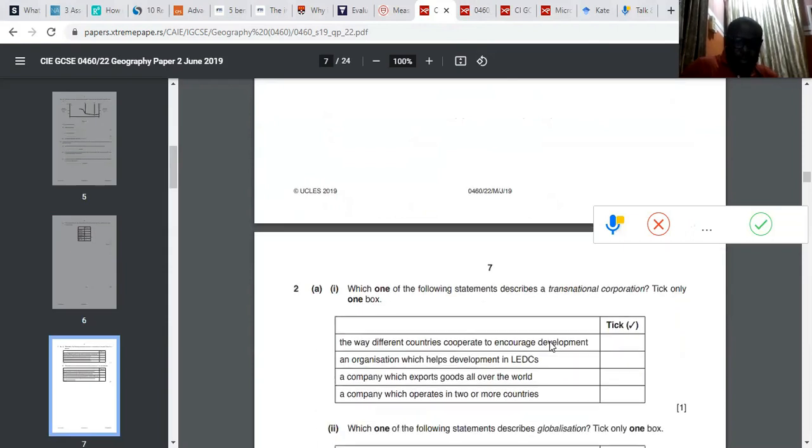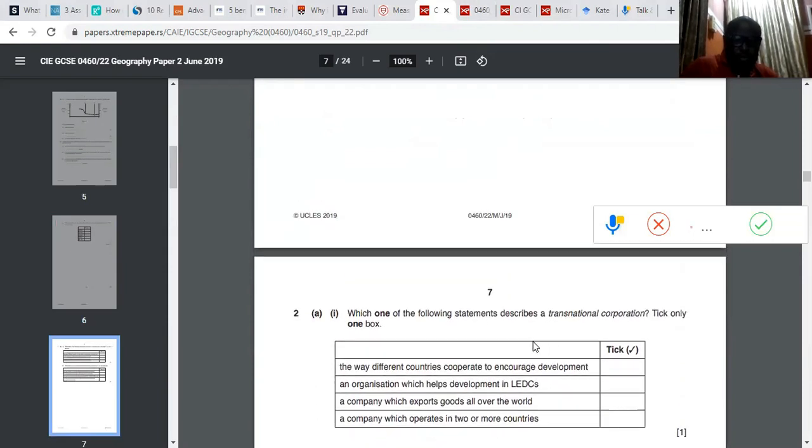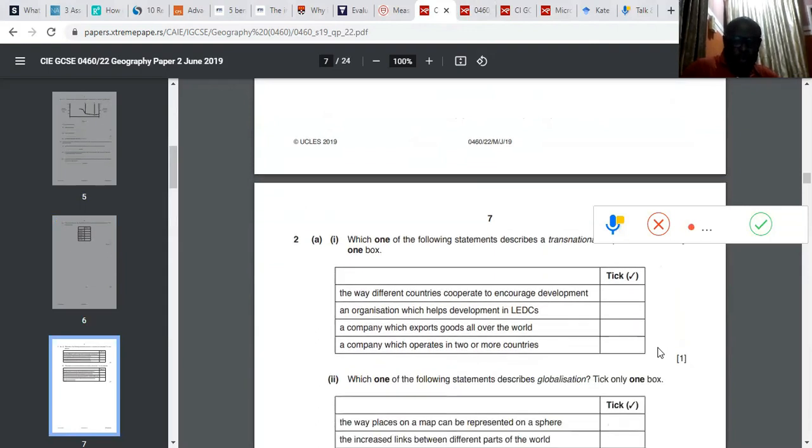So let's quickly run through all these questions. Which one of the following statements describes transnational corporation? This came out in paper 1, so everybody should know it. A company which exports goods all over the world. A company which operates in 2 or more countries. Yes, a company that operates in 2 or more countries.